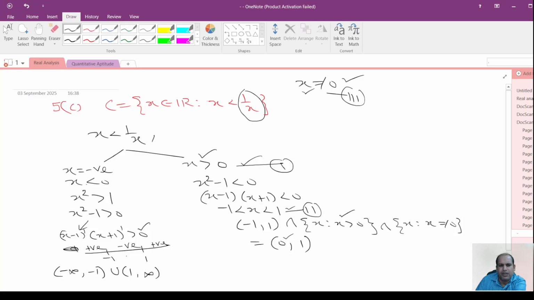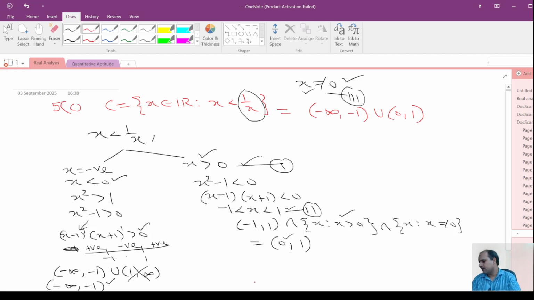But we are interested in x less than 0. So, for x less than 0, this part will be discarded and we have minus infinity to minus 1, because minus 1 is left to 0. So, we will get this interval. Hence, our solution will be minus infinity to minus 1 union 0 to 1. I can write set C as minus infinity to minus 1 union 0 to 1.